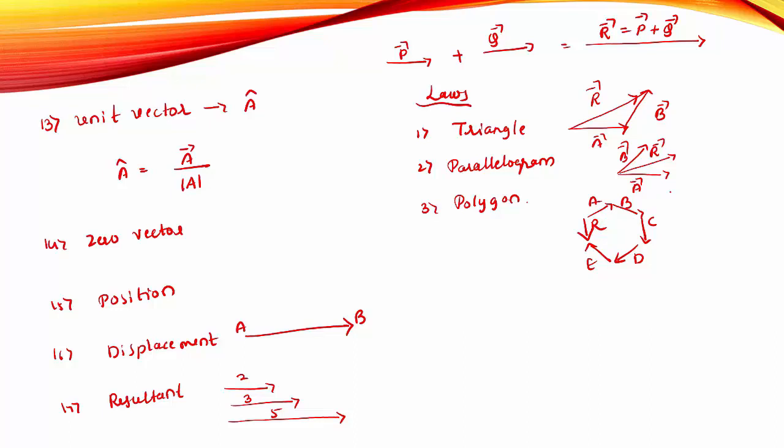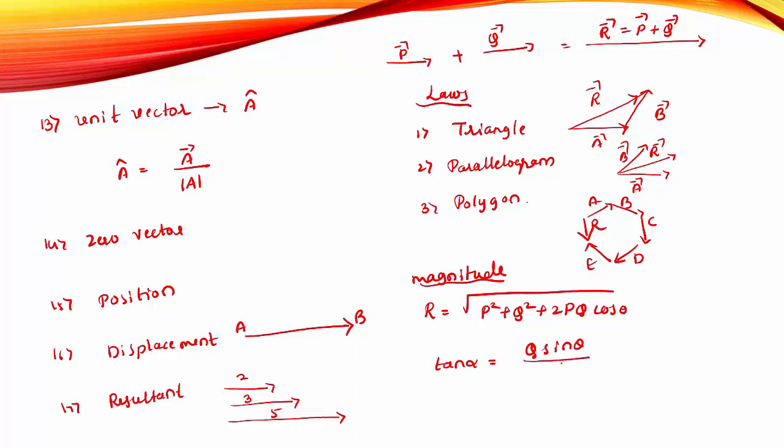Then we studied the very important magnitude and direction of two concurrent coplanar vectors. We already derived the equation. Directly I am going to use the final result. See here, the magnitude of the resultant vector is given by the equation square root of p square plus q square plus 2pq cos theta. And the direction is given by tan alpha equals q sin theta divided by p plus q cos theta. Here we studied some special cases that you can remember.